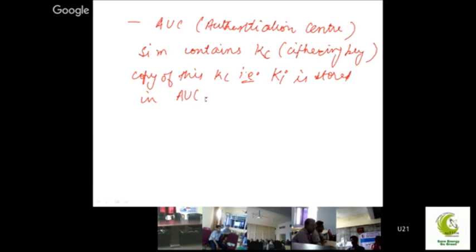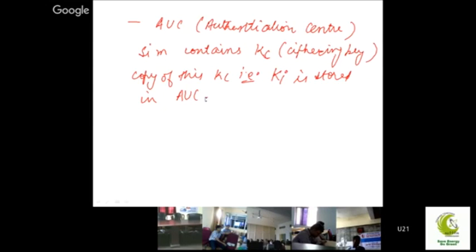This random number of the KC, that is the ciphering key, will be generated from the user equipment side, because this KC is stored in the SIM, and that KI is stored in the authentication center. So that KI will generate a random number, and both these random numbers will be compared, and if both the random numbers are equal, then a signed response will be generated. If that signed response is equal, it means that KC and KI are equal, and the user can perform the voice call or video call or data facility.